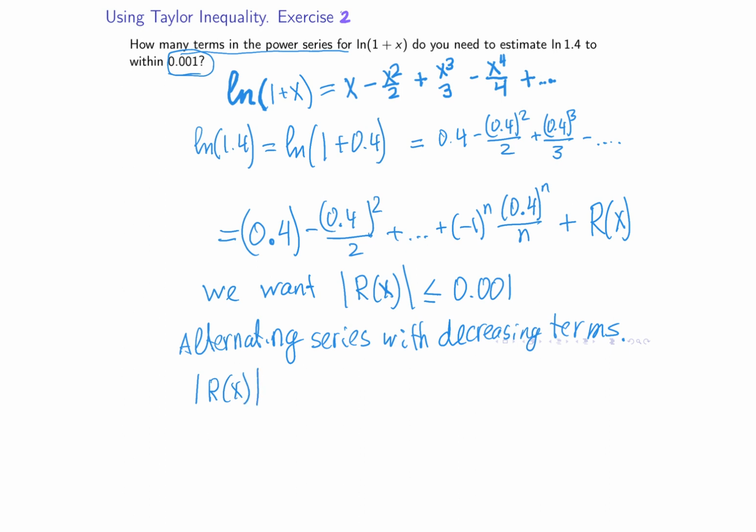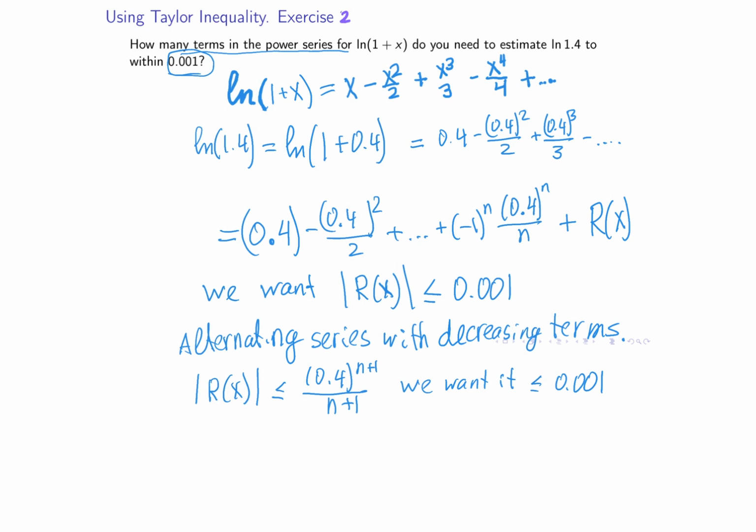So the absolute value of the remainder will be less than or equal to the first term that we drop, which is going to be 0.4 to the n plus 1 divided by n plus 1. Right, so we want this to be less than or equal to 0.001 if we want to ensure a good approximation. Alright, so essentially we are solving this inequality.